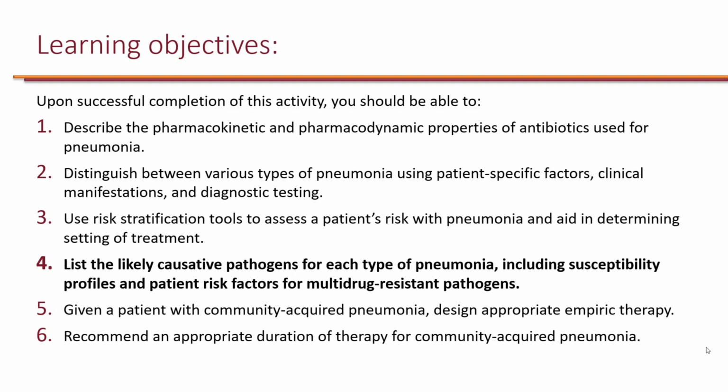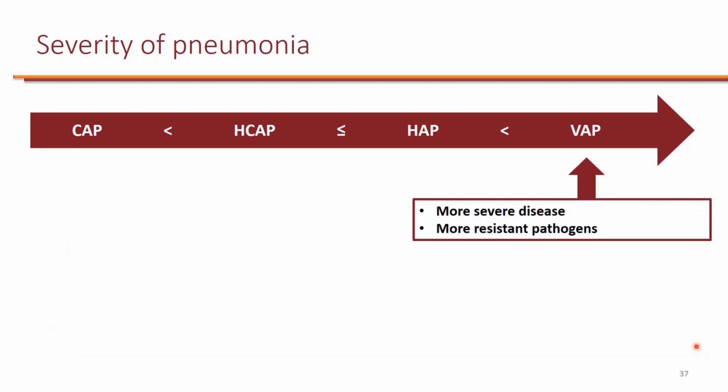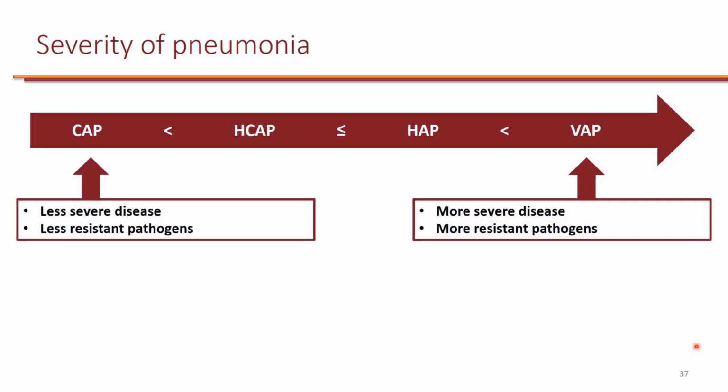Now let's list the likely causative pathogens for each type of pneumonia, including susceptibility profiles and patient risk factors for multidrug-resistant pathogens. At this point, you should know that VAP is a more severe type of pneumonia and is associated with more resistant pathogens, and CAP, or community-acquired pneumonia, is a less severe pneumonia and less resistant pathogens cause it. Now let's take a look at the common causes of community-acquired pneumonia.